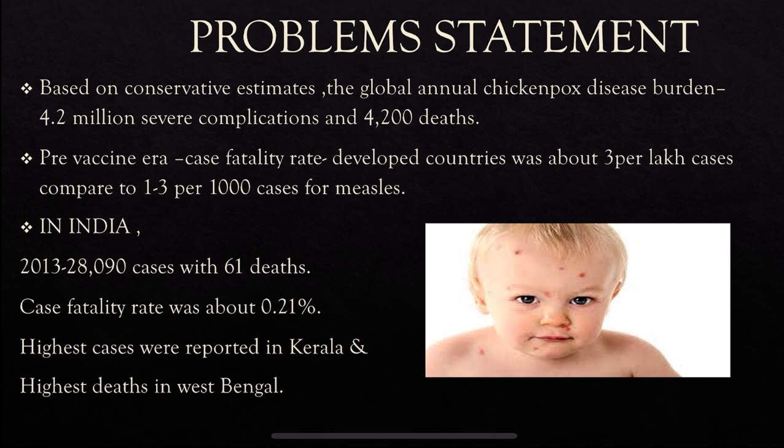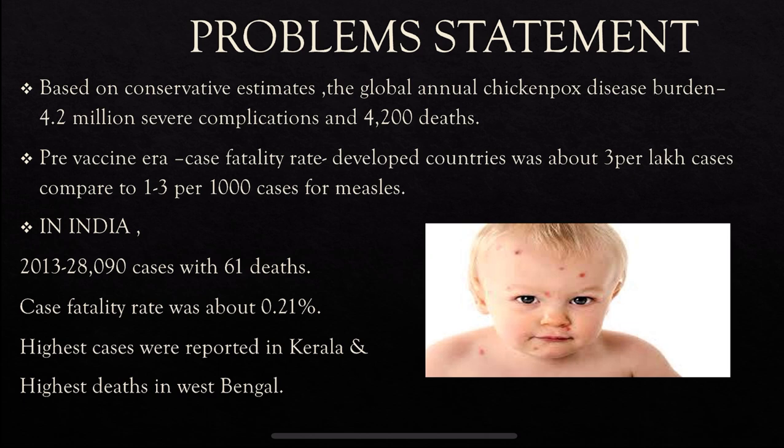In the pre-vaccination era, in high-income developed countries, it was about 3 per lakh cases compared to 1 to 3 per thousand cases for measles. So when they compared measles cases to chickenpox cases, it was 1 to 3 per thousand cases for measles, but here it was 3 per lakh cases for chickenpox.